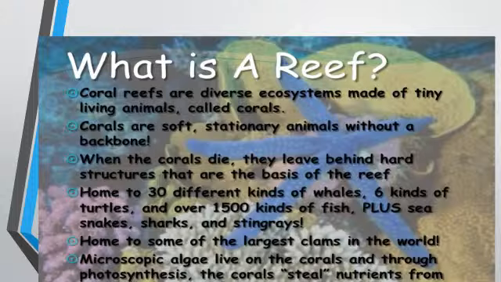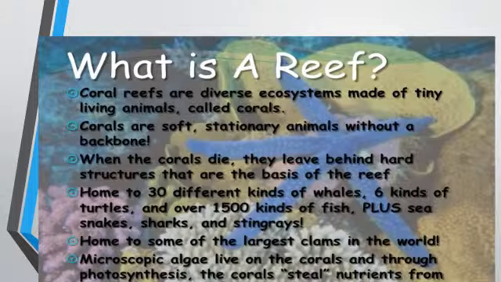So coral reefs, it's like the rainforest of the sea. We have 30 different kinds of whales, turtles, fish, snakes, sharks, stingrays, and so on. Lots of different types of things. It's also home to the largest clam in the world, so that's a fun fact.